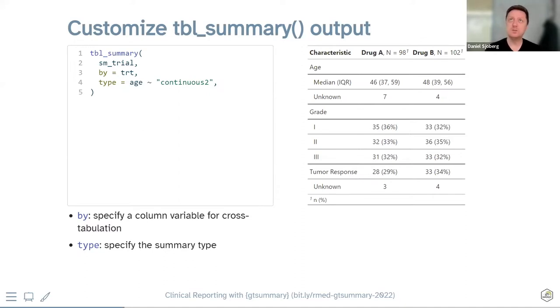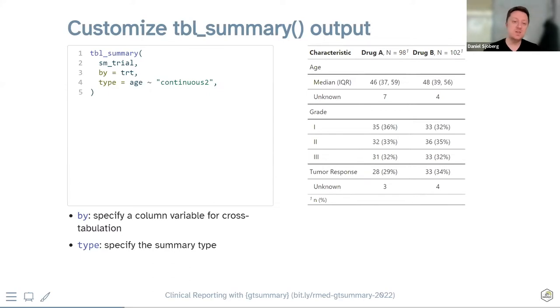Actually, this happened after Carissa and I first presented gtsummary at our medicine conference. Carissa, was that maybe 2 years ago, 3 years ago, something like that? Yeah, I think 2 years ago. Yeah, and this was like the number one request. Can I get continuous data summarized on multiple rows?